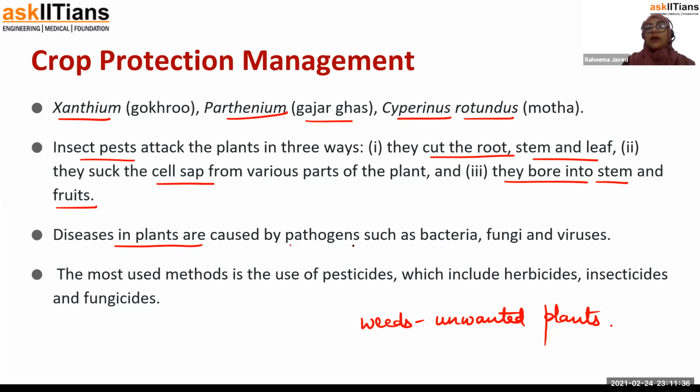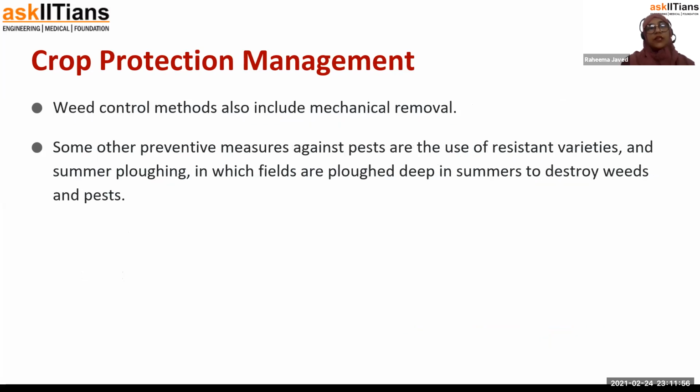Diseases in plants are caused by pathogens like bacteria, fungi, and viruses. To prevent these, there are pesticides, which include herbicides. Herbicides are used for weeds, insecticides for insects, and fungicides for fungal infection that takes place on the crops. There are weed control methods also, including mechanical removal, but it can be tedious and very tiring. Other preventive measures against pests are to use resistant varieties.